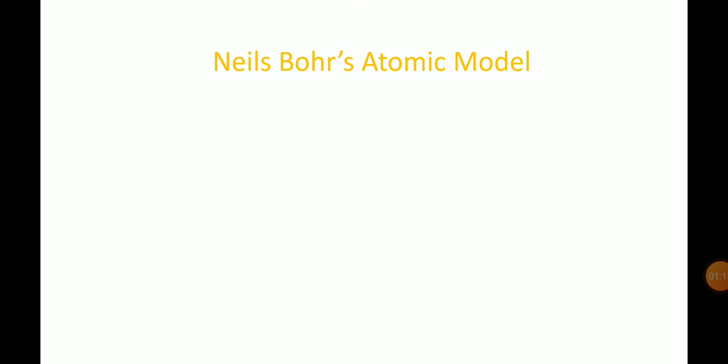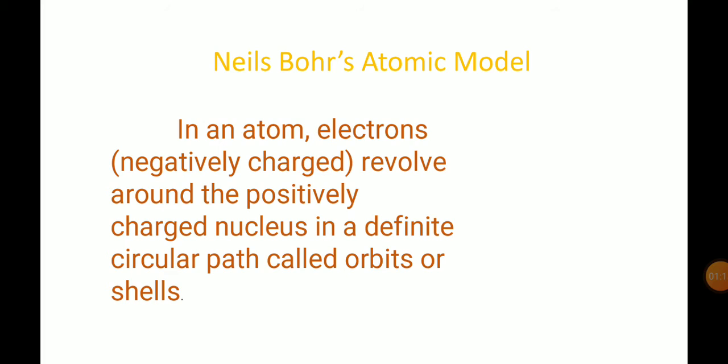This is the first postulate given by Niels Bohr. In order to explain the structure of an atom, let me read and explain what is given: the electrons. Dear students, from Rutherford's concept, we are familiar that every atom contains two different parts: one is the positively charged nucleus and the other is the negatively charged electrons. That was the conclusion given by Rutherford.